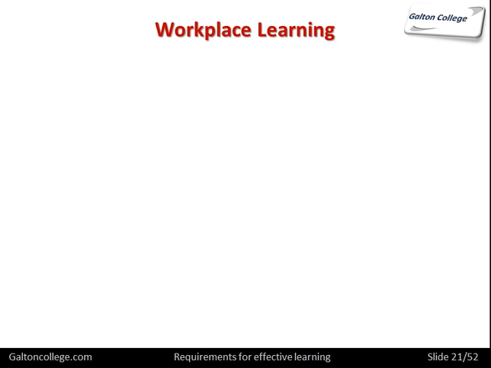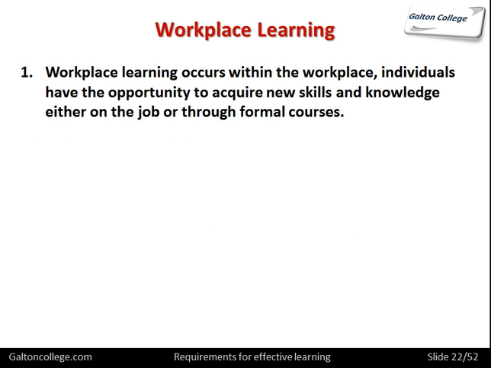Now, workplace learning. Well, workplace learning occurs, as it suggests, within the workplace. Individuals have the opportunity to acquire new skills and knowledge either on the job or through formal courses. So this is a situation where the employer looks at the workforce, looks at their skills, does an analysis of the skills of the workforce, and tries to decide if training programs will make them more efficient, make them perhaps more motivated, will communicate the corporate message clearly to the workforce.